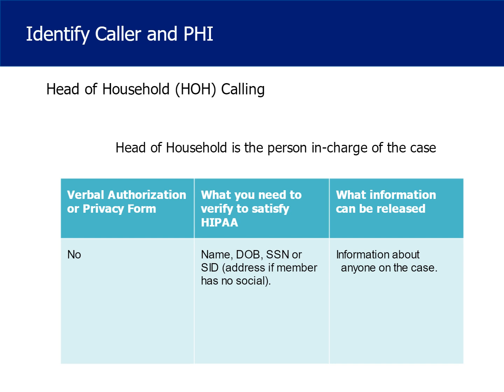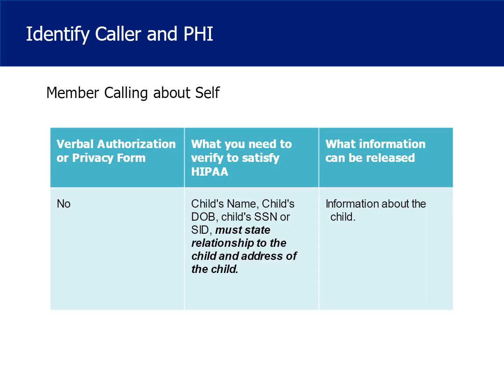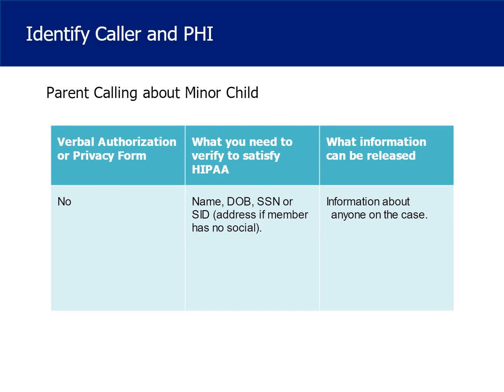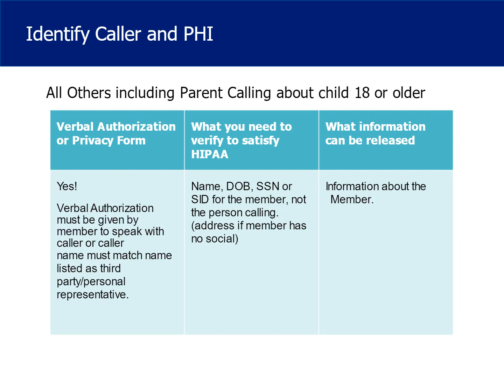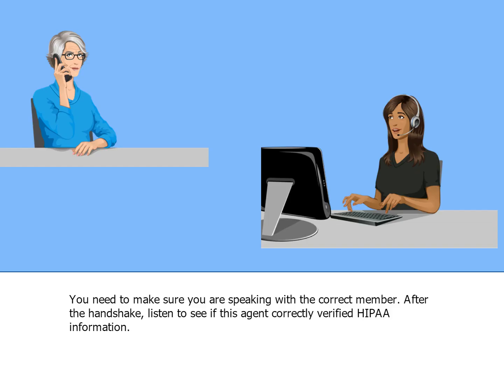Review the table. Head of household is the person in charge of the case. Member is calling about themselves. Parent is calling about a child. All others, including a parent, is calling about a child 18 or older. You need to make sure you are speaking with the correct member. After the handshake, listen to see if this agent correctly verified HIPAA information.